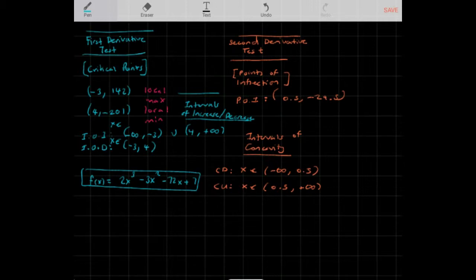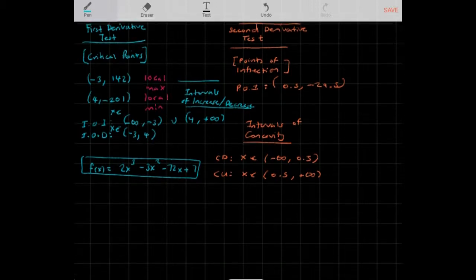When we did the second derivative test, our point of inflection was (0.5, -29.5), and the graph was concave down when x belonged to negative infinity and 0.5, when x was less than 0.5, and then concave up was when x was greater than 0.5 and less than positive infinity.